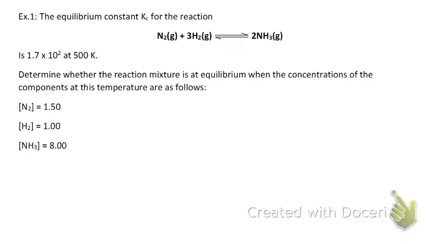What we have is a reaction here. It's in your notes, and it says the equilibrium constant for this reaction at 500 Kelvin is 1.7 times 10 to the second. Obviously, the Kc value for this reaction is greater than 1. So ultimately, the reaction should be product favored. When the reaction hits equilibrium, there's going to be more product than reactant.